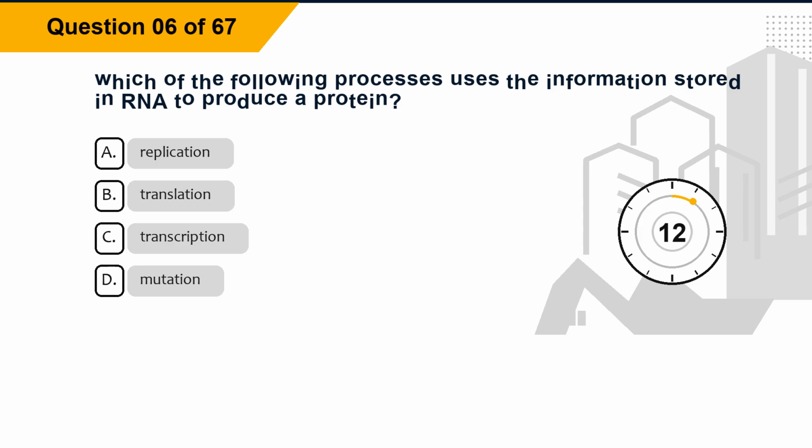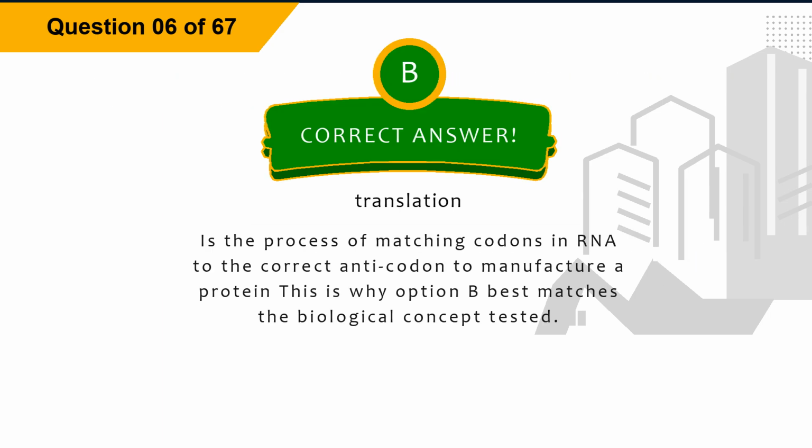Question 6. Which of the following processes uses the information stored in RNA to produce a protein? Option A, replication. Option B, translation. Option C, transcription. Option D, mutation. The correct answer is option B, translation.